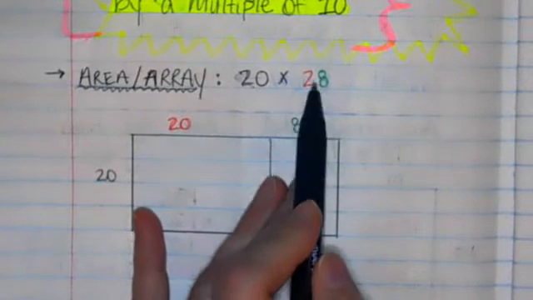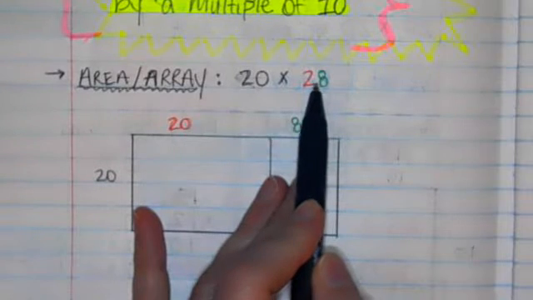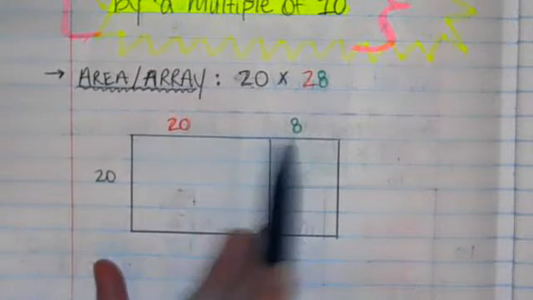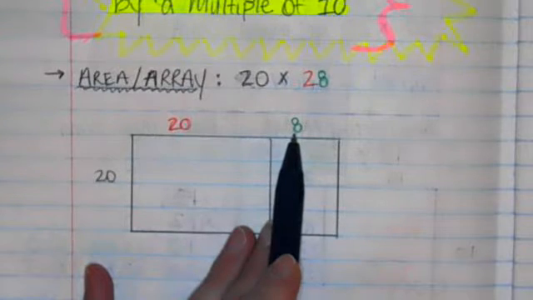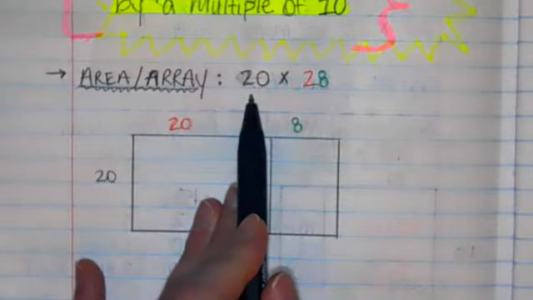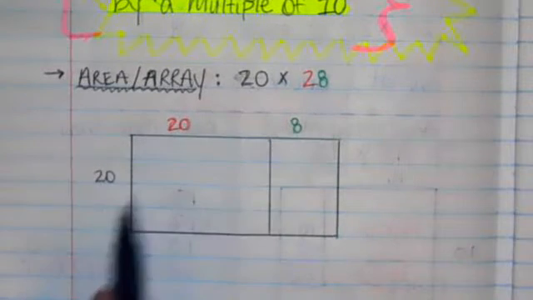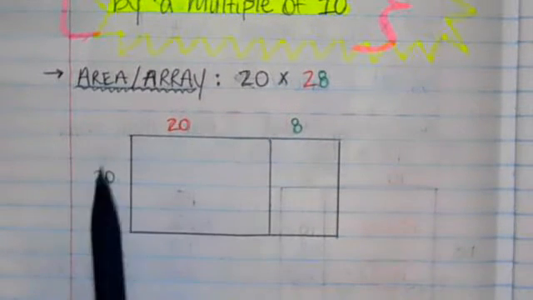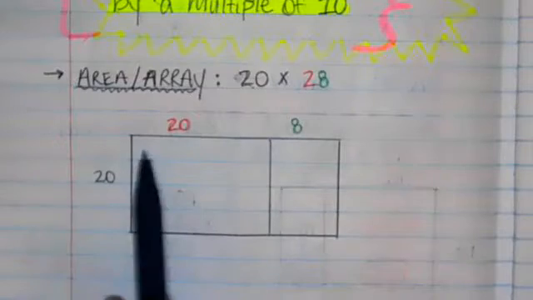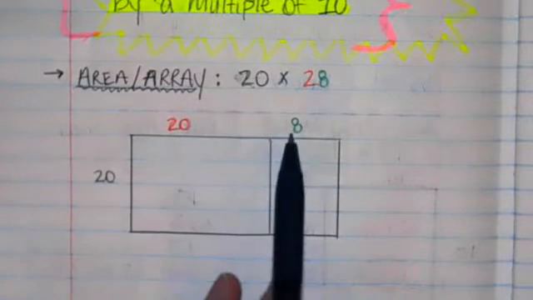Notice 28 is a two-digit number. When I do it in expanded form, it is 20 plus 8. So there are two boxes in this area model. And 20 is just how it is in expanded form by place value, just 20. So I have one box coming down for 20, and then two going across, one for 20 and the next for 8.